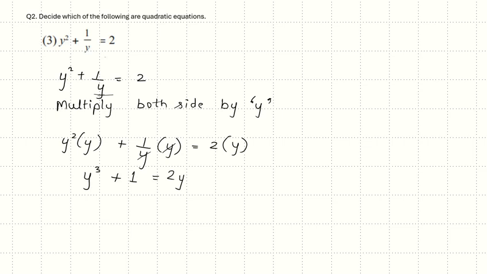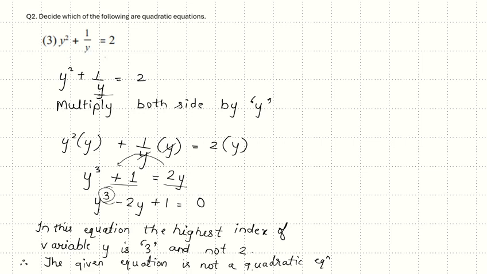Now arrange this in standard form. y cube, this 2y will come on the left hand side, it will become minus 2y, and this plus 1 as it is, equal to 0. So if you look at this equation, here y is raised to 3, that is y cube, which means the highest index is 3. So if the highest index is not 2, then the given equation is not a quadratic equation.